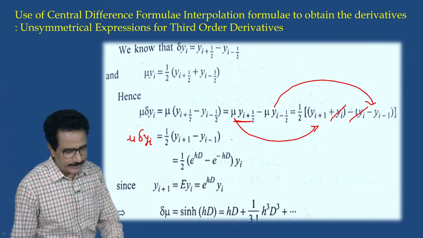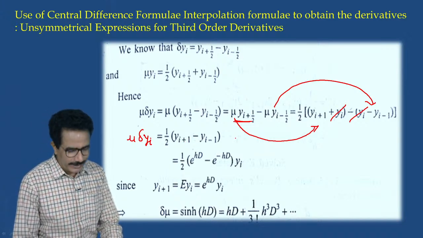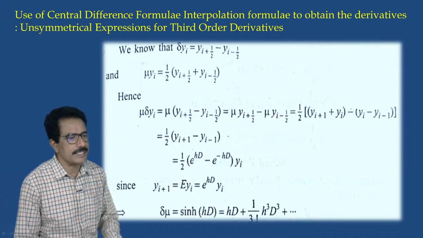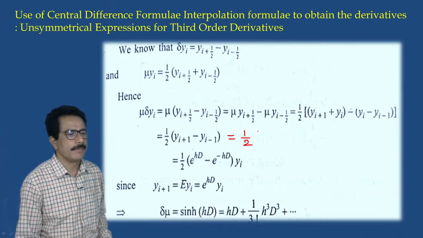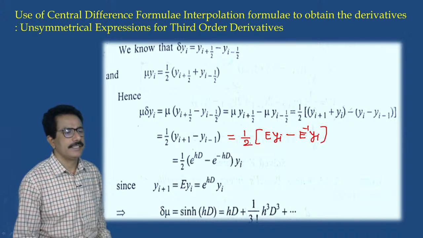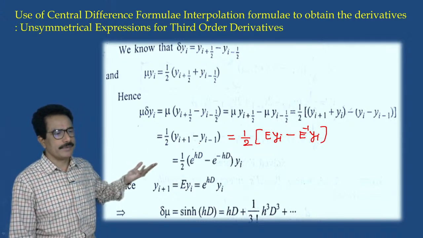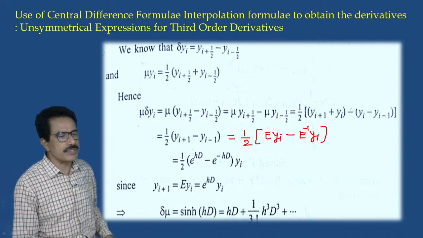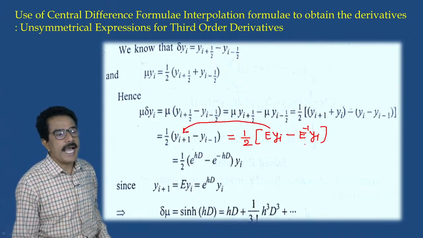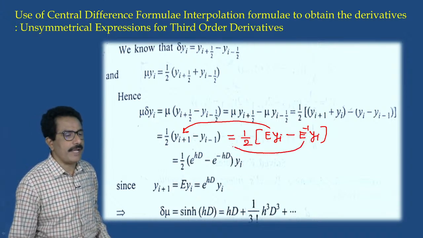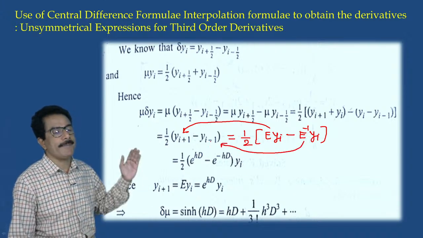Now this is a shift. By using the shift formula we can write this as 1 by 2 into E of yi minus E inverse of yi. E means the shift operator. So E of yi means we can write y i plus 1. E inverse of yi can be written as y i minus 1.